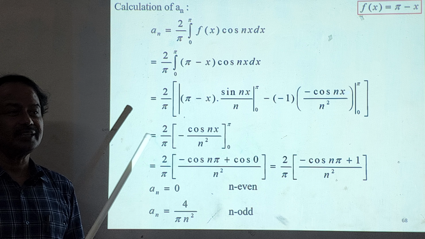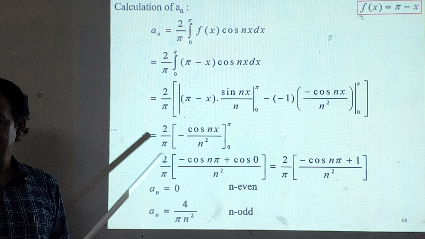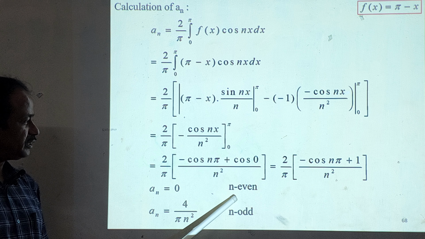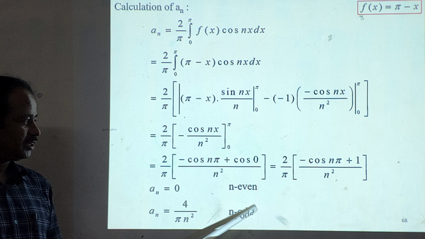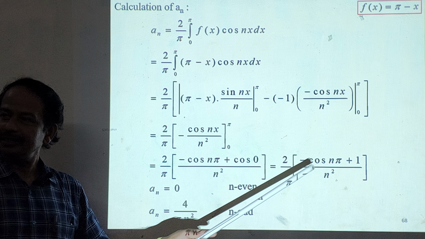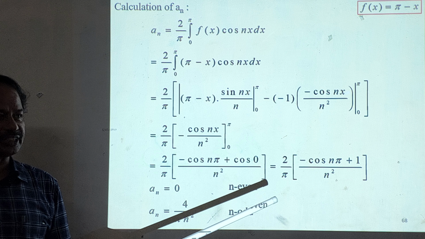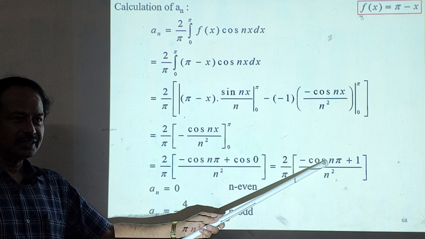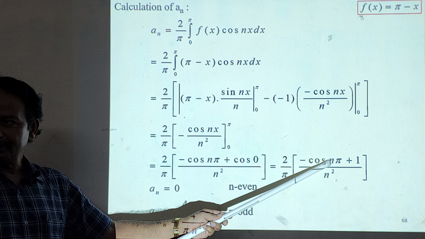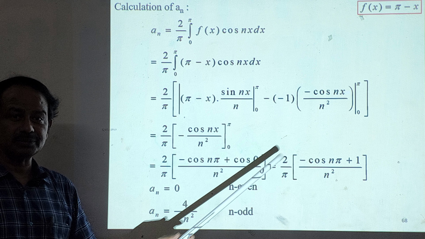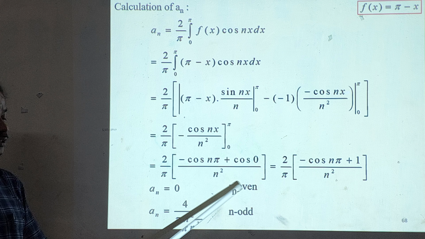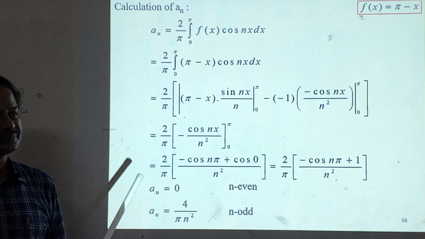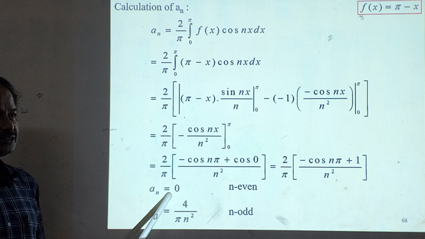Now n can be either an even number or an odd number. n is 0, 1, 2, 3, 4. Suppose it is even. Even means you have 0, 2, 4, 6 and so on. So cos n pi becomes 1, this becomes minus 1, and minus 1 plus 1 becomes 0. So for all the even numbers, an becomes 0.